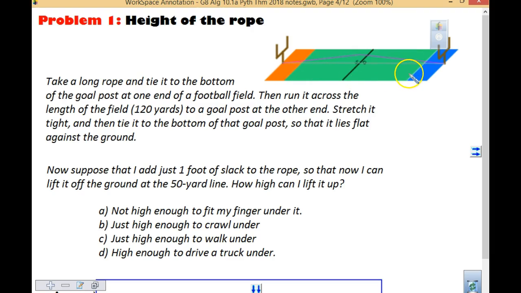Taken across the bottom of the goalpost from one end to the other. It says we run the length, which is 120 yards, from one goalpost to the other. Stretch it tight so that it lies flat on the ground. So suppose you add 1 foot.